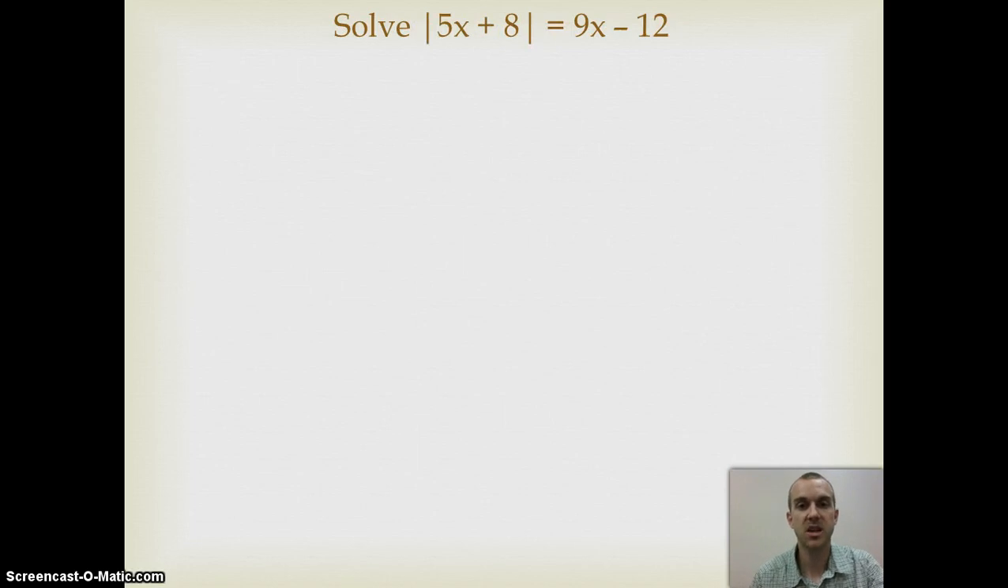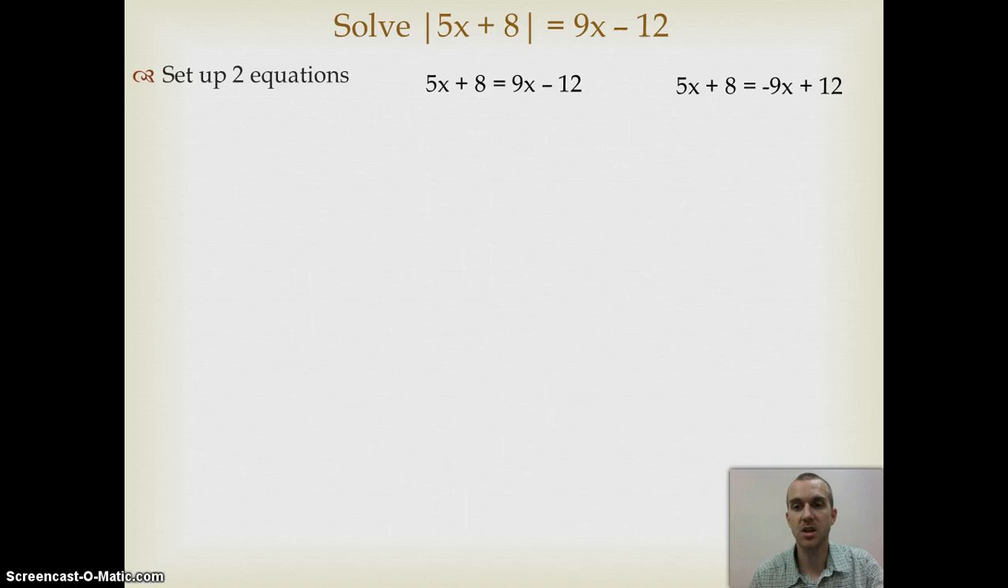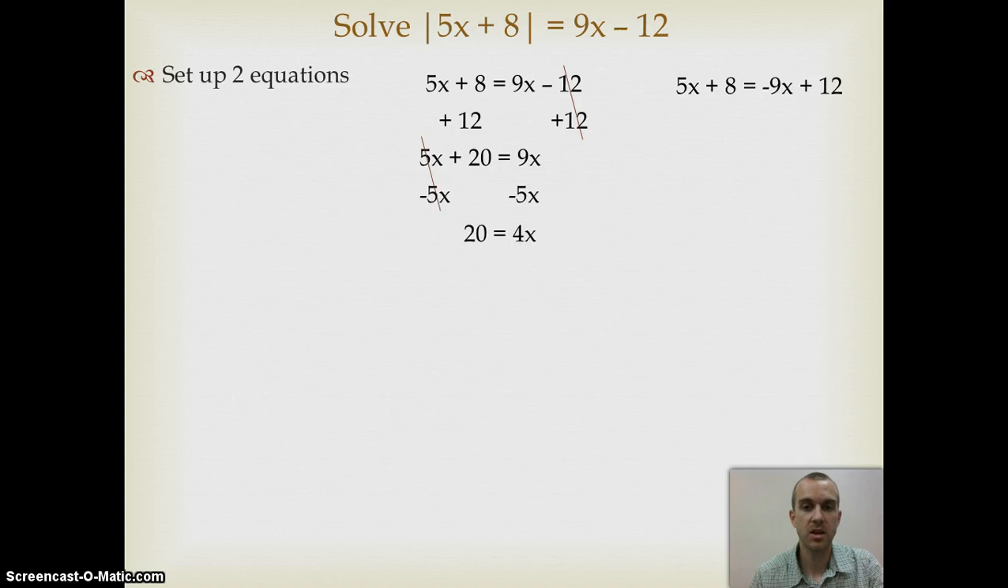So here's my first example. It's an equation, so I'm going to take and set the left-hand side equal to the positive and negative of the right-hand side. Just be very careful when you do the negative of the right-hand side that you change both terms. So that becomes negative 9x and positive 12. So I go through and simplify. I'm going to add 12. I'm going to subtract 5x and then divide by 4. So one possible solution could be x equals 5. I need to check it as well, so we'll do that in a little bit.